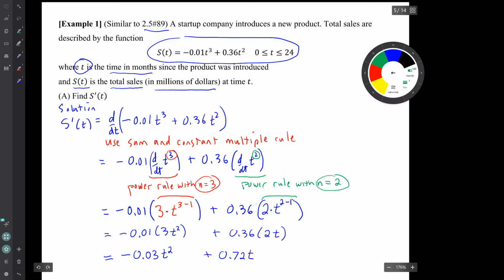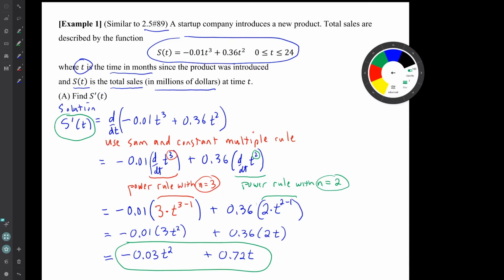So there's our derivative. Remember, the format of this layout tells us that this thing that we started with is equal to this thing that we ended with. S prime of t equals this expression. Let's go on to the next part.